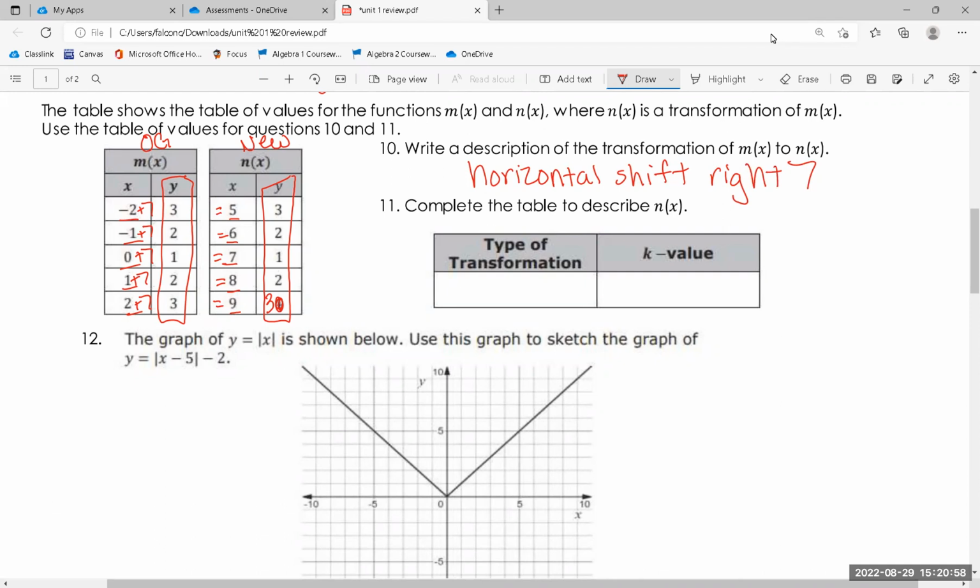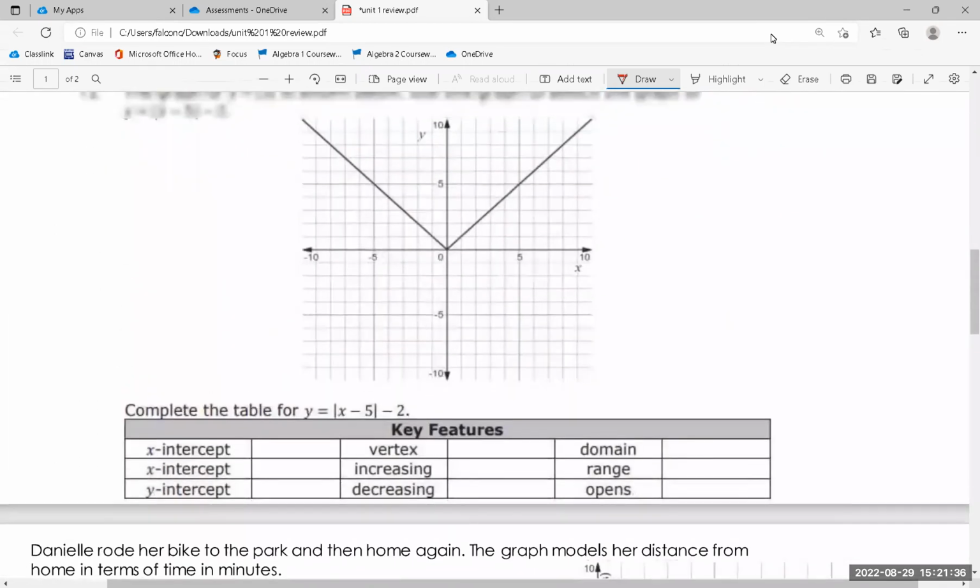And then for the type of transformation, this is where we want to write an equation. So we want to take n of x and write it in terms of m of x. Now, if we're going to the right 7, it's going to subtract 7 inside our parentheses because we're doing the opposite. And so our k value would be -7. You might think it's +7, but remember, for the horizontal shifts, it's always the opposite of what you think it is. All right, cool. So next one.